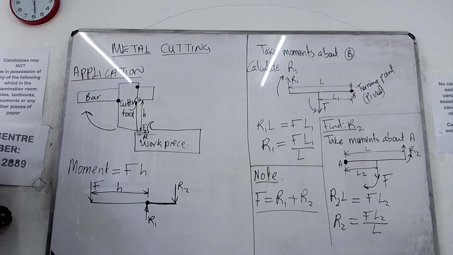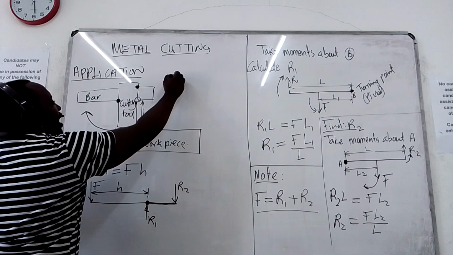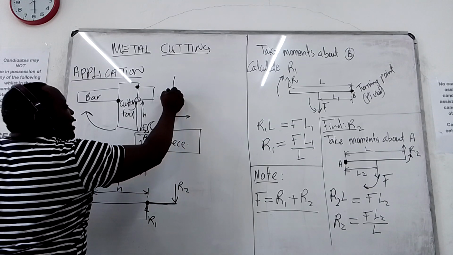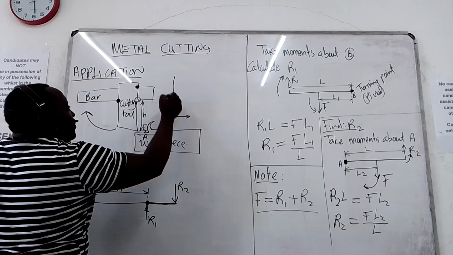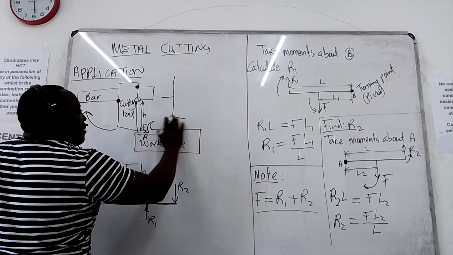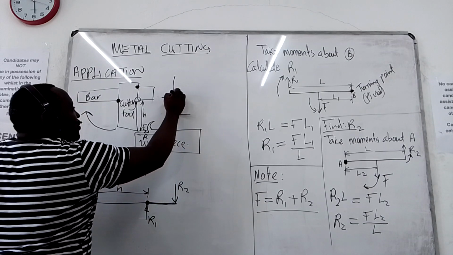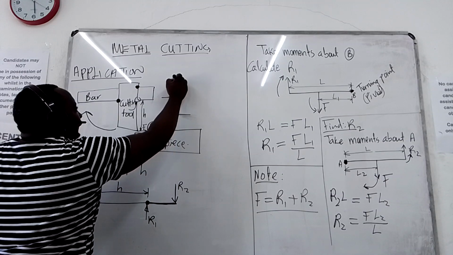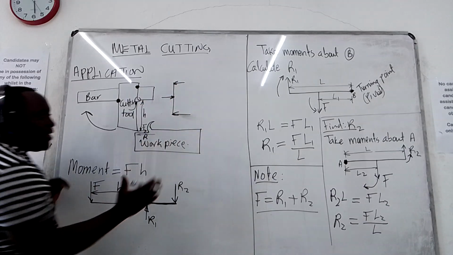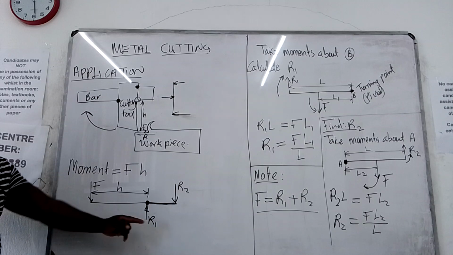Can you see? So if I draw a single line, it will be like this. There is a force applied. There is a reaction there. So I'll say because of the cutting, there is a force applied. There is a reaction there. And there is also another reaction there, to balance, so that the system is balanced. That is why my drawing is like this.